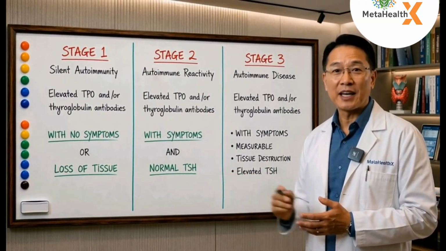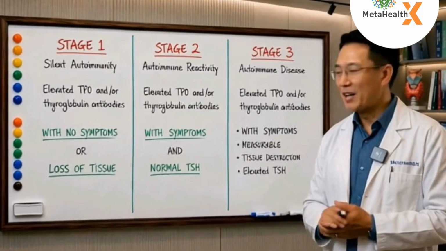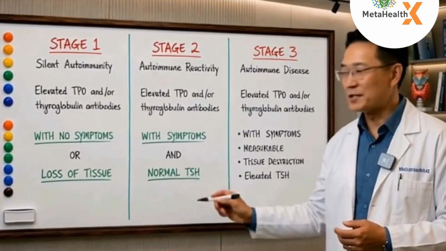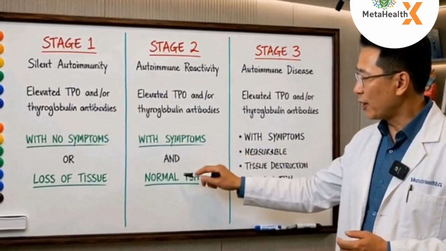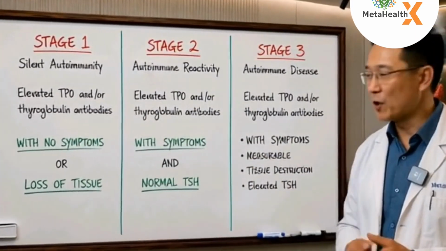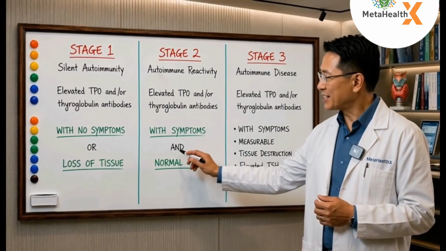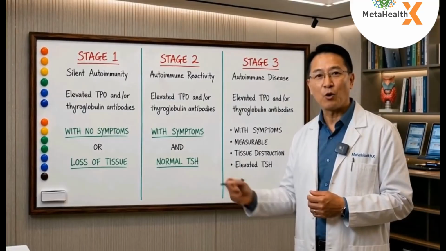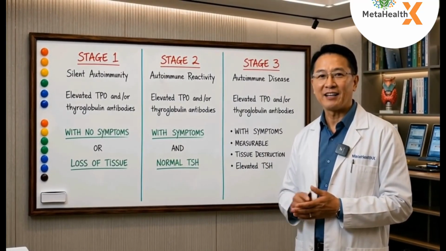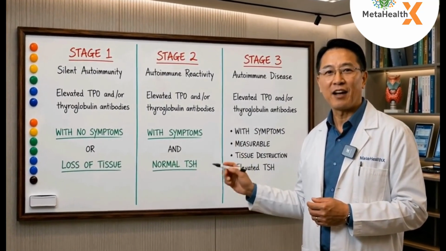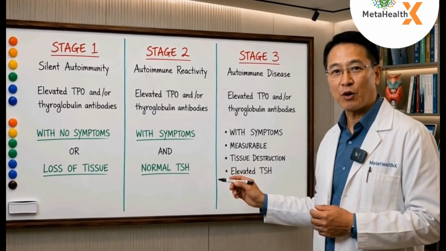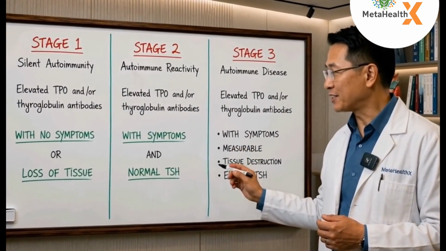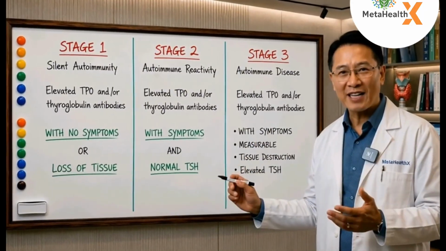Second stage is when they come in, they have autoimmune reactivity. What that means is they have elevated thyroid antibodies, but they have symptoms of hair loss, brittle hair, constipation, cold intolerance, etc., right? They have symptoms, but when they check their TSH, thyroid stimulating hormone is normal. If TSH is normal, in the medical model, there's nothing to do, right? Yet they are experiencing symptoms and they have elevation of their TPO and thyroglobulin and no tissue loss, right? So that is called autoimmune reactivity.